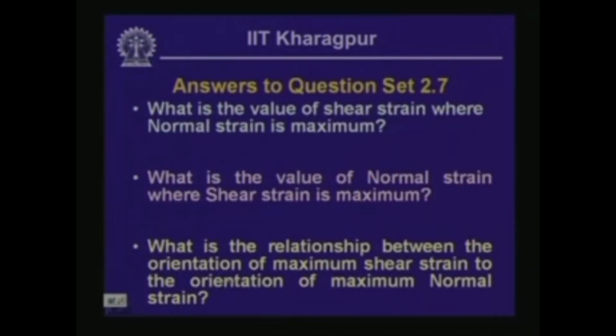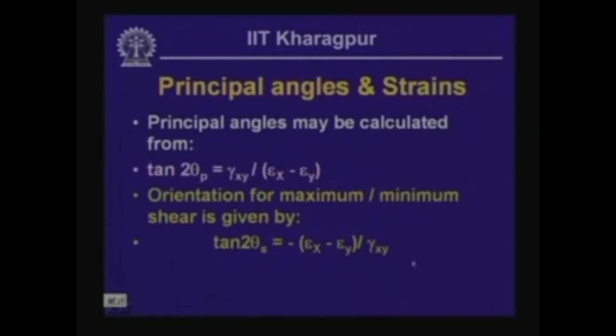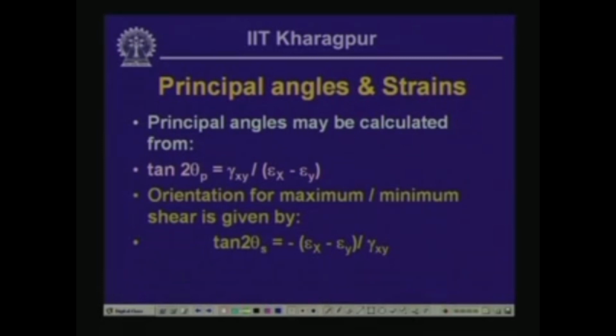Well, the third question is, what is the relationship between the orientation of the maximum shear strain to the orientation of maximum normal strain? Now, this aspect we had discussed last time. If you remember, the principal angle 2 theta p for the maximum principal strain can be located using the expression gamma xy by epsilon x minus epsilon y. Now, in the Mohr circle, if we try to locate the principal plane, this is the position of the maximum normal strain, and if this is the reference plane or reference point where strain is epsilon x and gamma xy by 2.